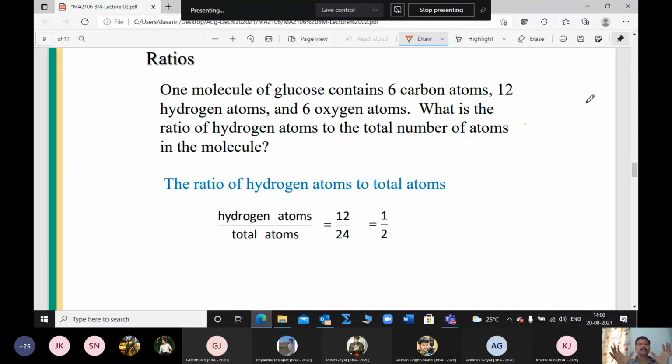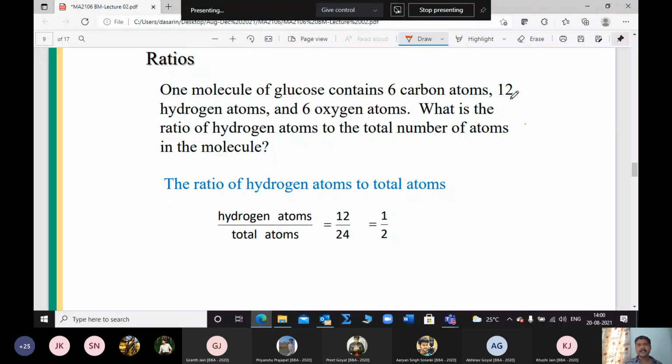Let us forget that. So we have a bin in which 6 white balls, 12 blue balls, and 6 red balls were there. Assume that way. So what is the ratio of the hydrogen atoms to the total number of atoms in the molecule? Right. So there were 6 carbon atoms, 12 hydrogen atoms, 6 oxygen atoms.